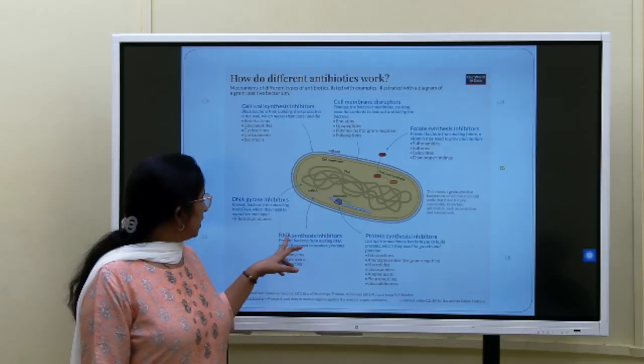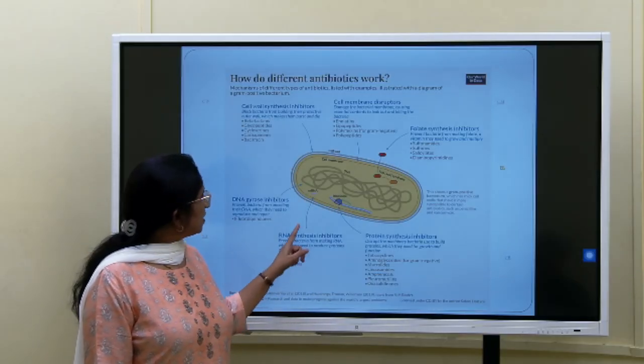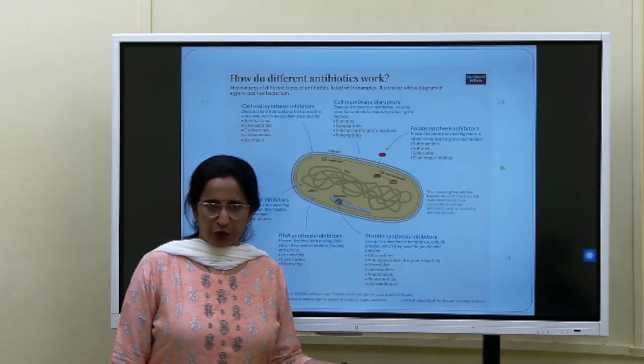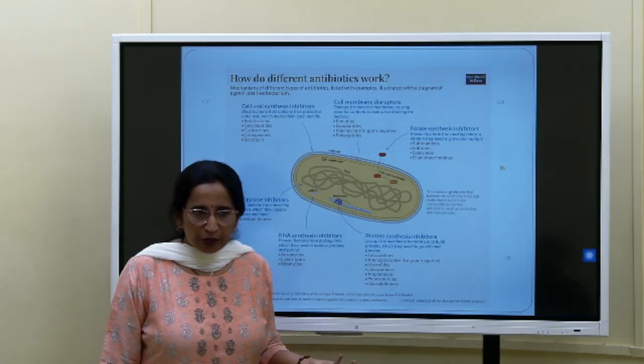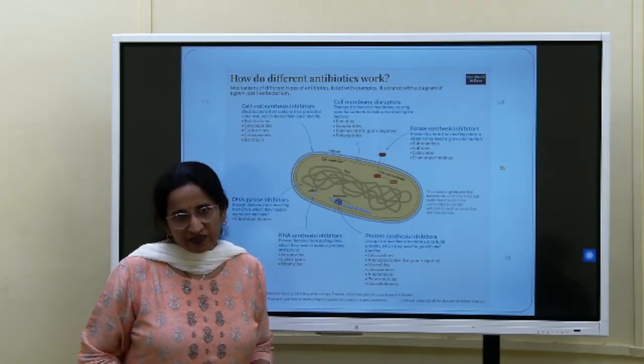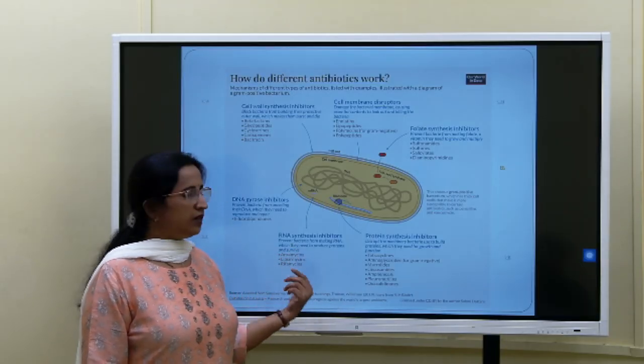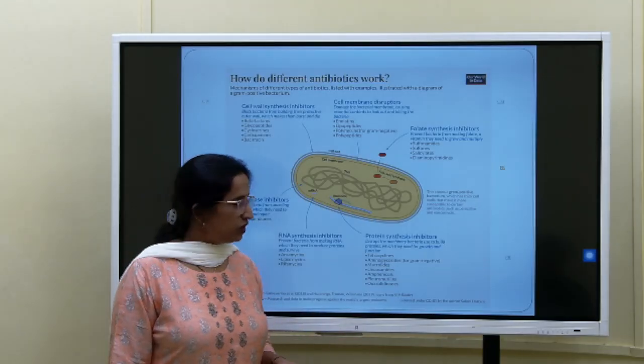The second group of antibiotics affect RNA synthesis. RNA synthesis, in other words, is transcription, which is also a very important part of the cell, a part of the central dogma of the cell, one of the steps. And RNA synthesis is prevented, therefore the cell is not going to survive.